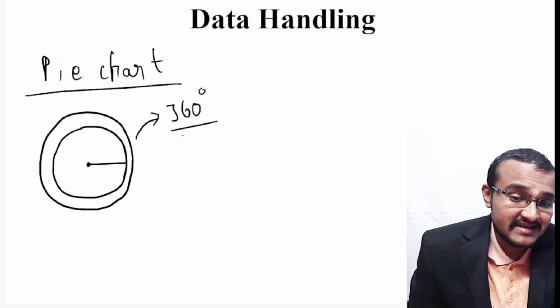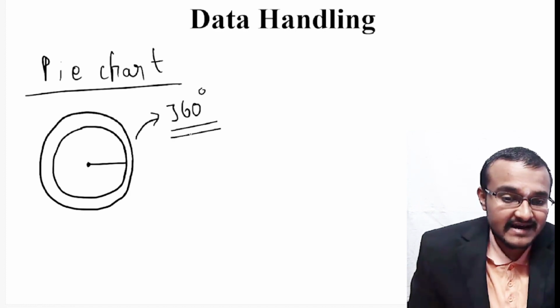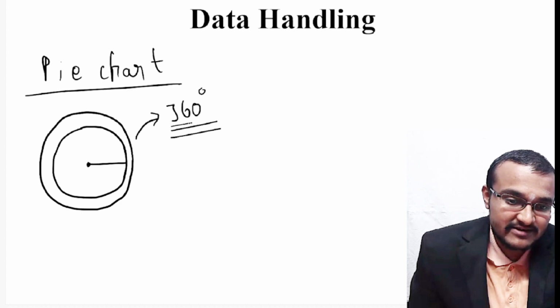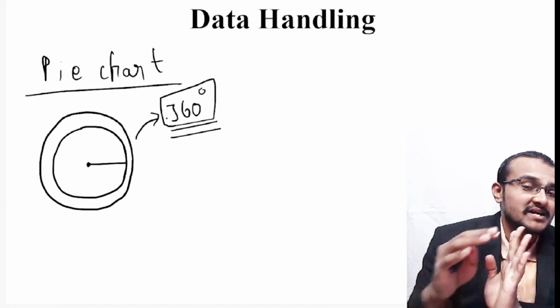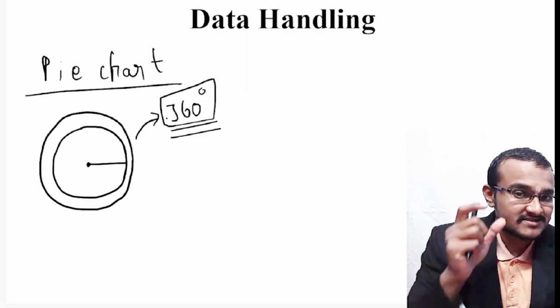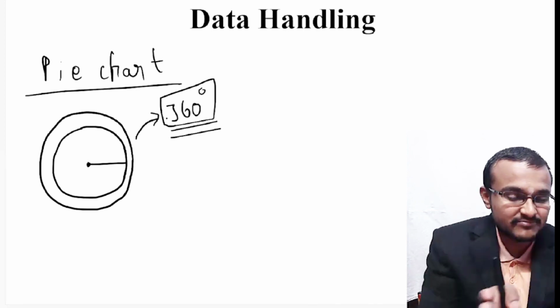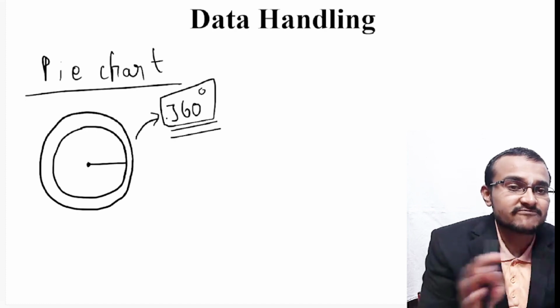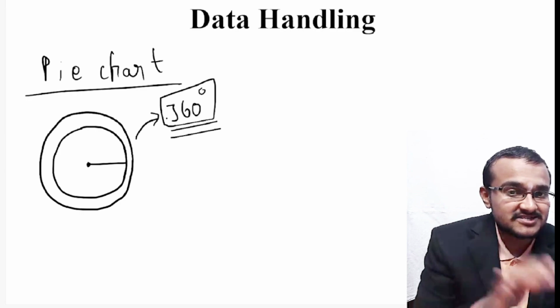So in a circular graph, if you are representing data, it should be divided by 360 degrees, because in a circle, if you make one rotation, you complete 360 degrees. This 360 degrees is the standard term which you divide into multiple parts so that you can fit the data in that circular graph.